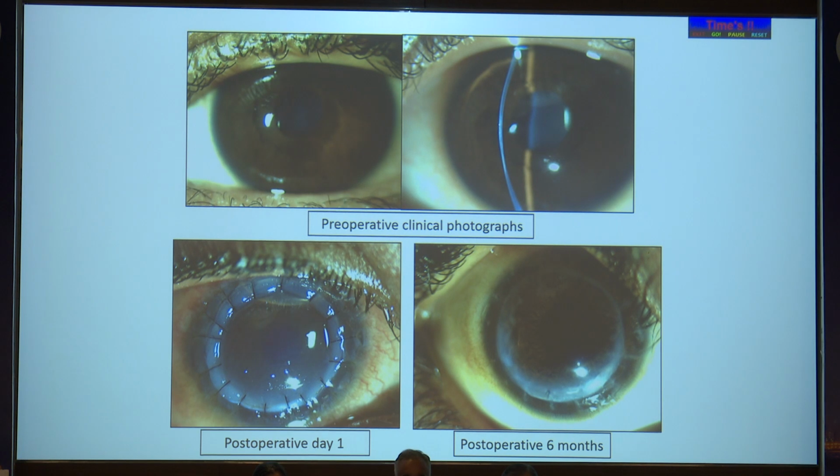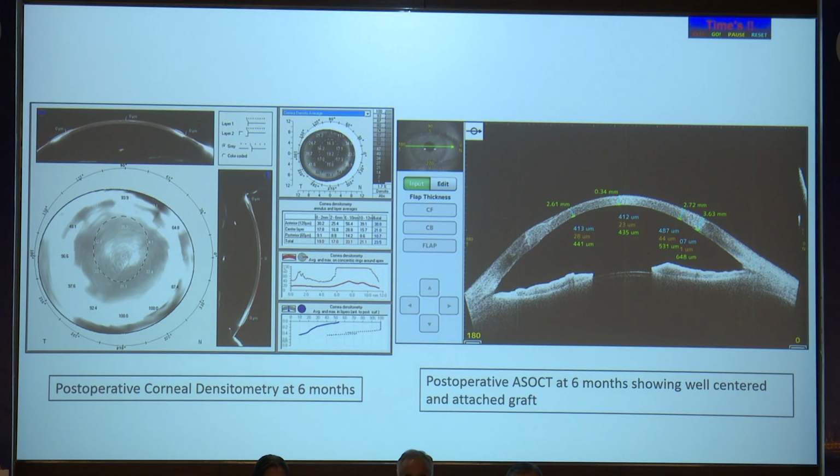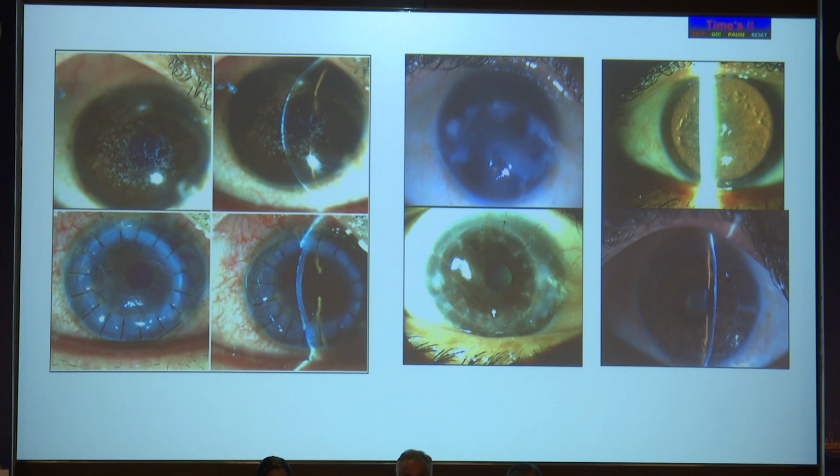These are the clinical photographs of a patient with keratoconus for which DALK was done, the preoperative photographs, and the post-operative day 1 photograph showing a well-apposed graft with 16 intact sutures, and the post-op 6-month photo with a clear graft and all sutures removed. These are the corneal densitometry photo and the post-operative ASOCT done at 6 months showing a well-centered attached graft with a residual stromal bed of 23 microns. These are some more clinical photos of patients with granular corneal dystrophy, Salzmann nodular keratopathy, and lattice dystrophy, which show a clear attached graft.